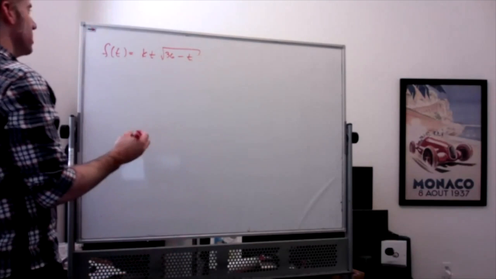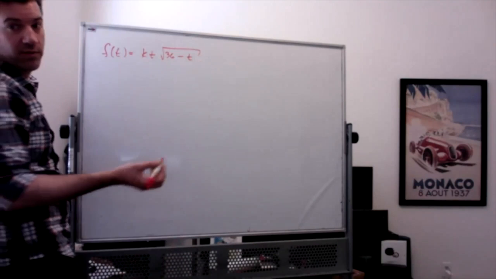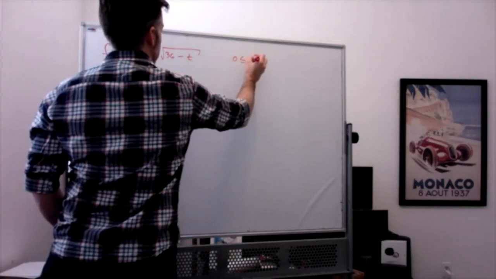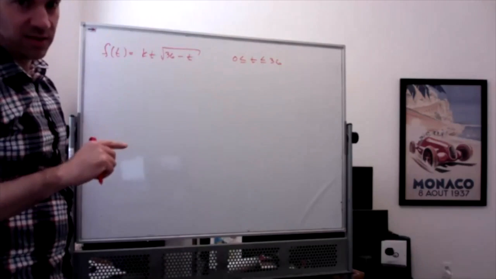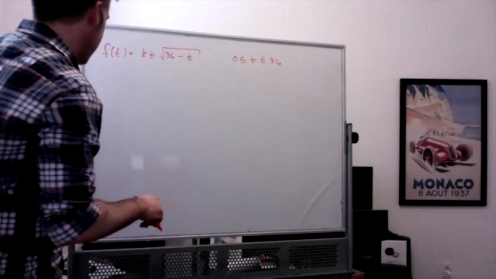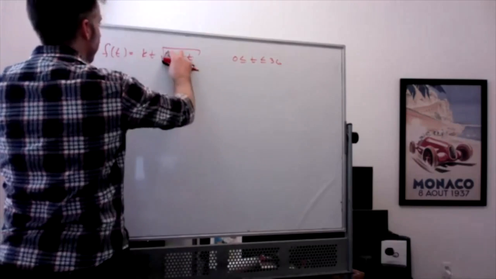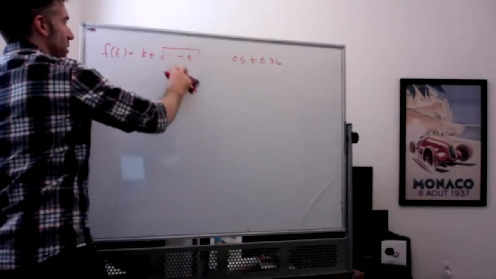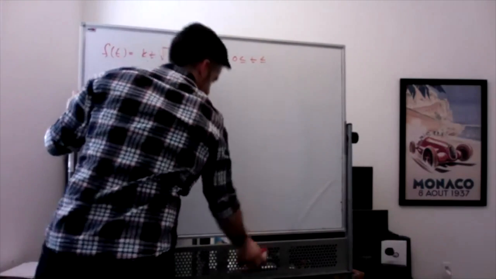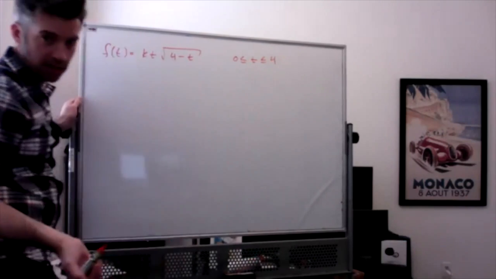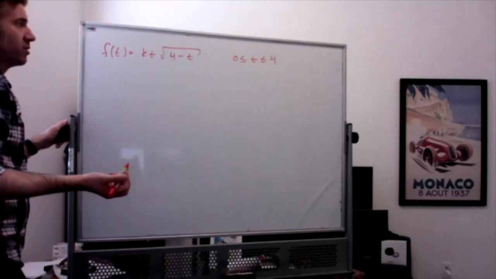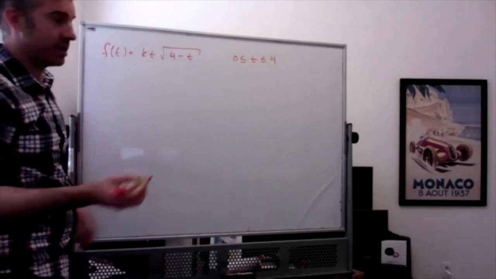So the first question is on the interval from 0 to 36. You know what? I'm going to change this one because I did this one last time. The number 36 was pretty ugly. Let's do 4 instead of 36. So be a little bit nicer that way. Still the same idea though. So this first question asks, what is k?